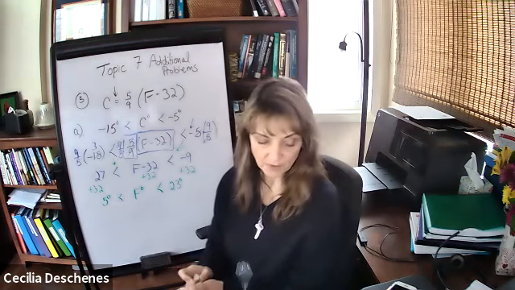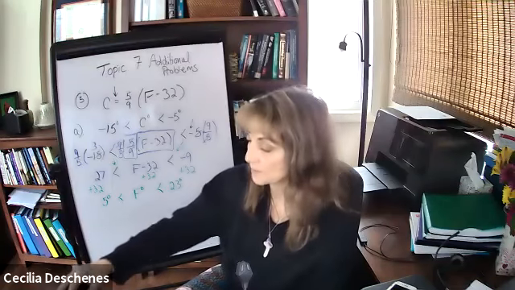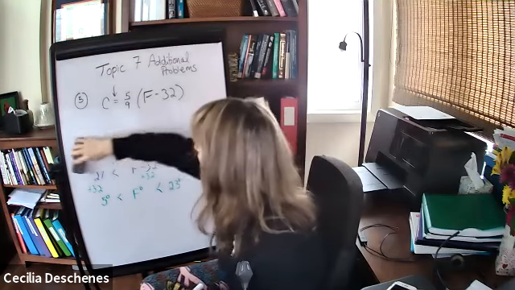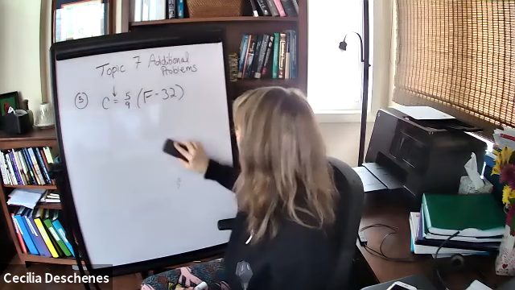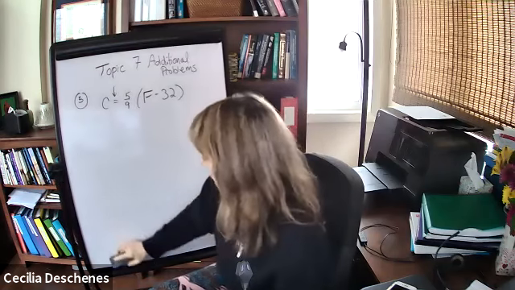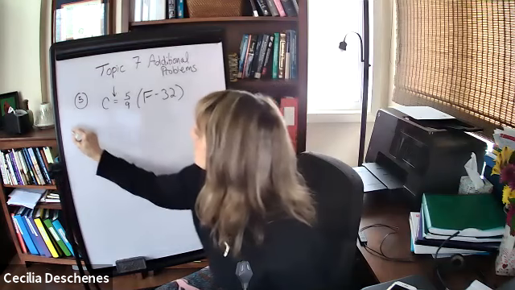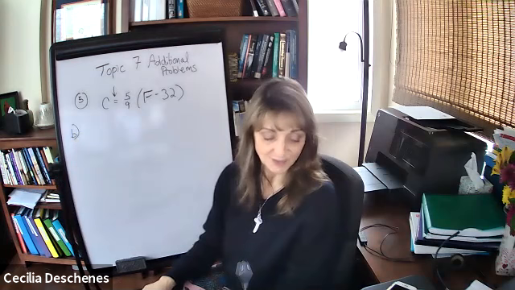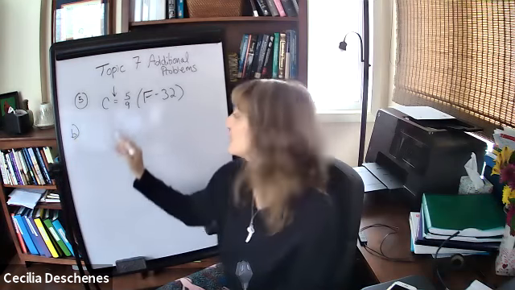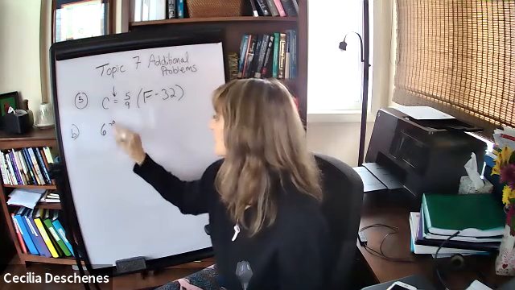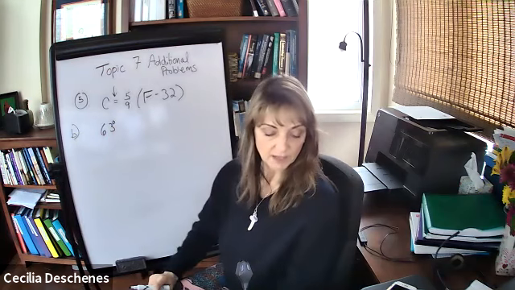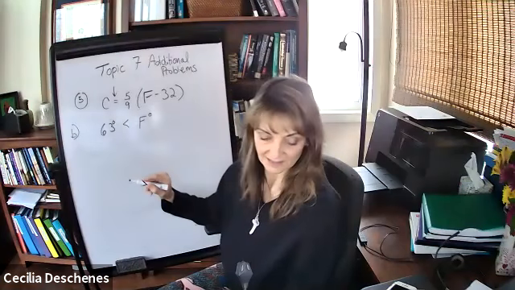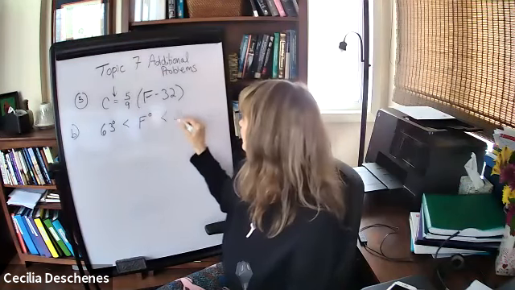That's the average. Okay, now let's look at part B of this problem. I'm going to erase part A so I have room. For part B, we're told that the temperature range in New York City during the month of June is between 63 degrees Fahrenheit up to 80 degrees.